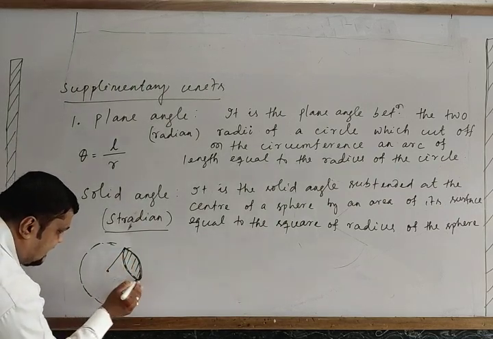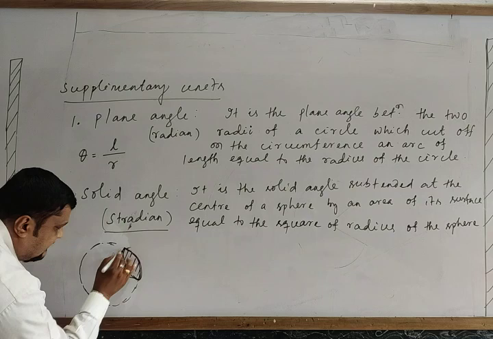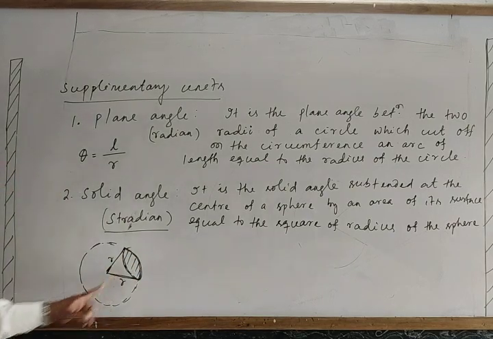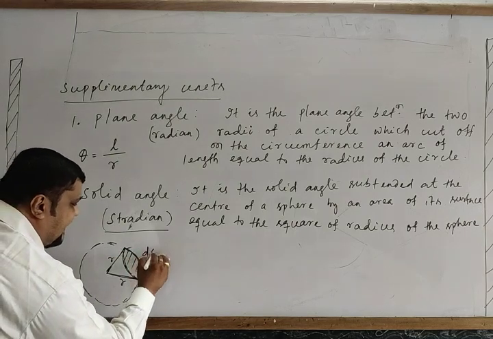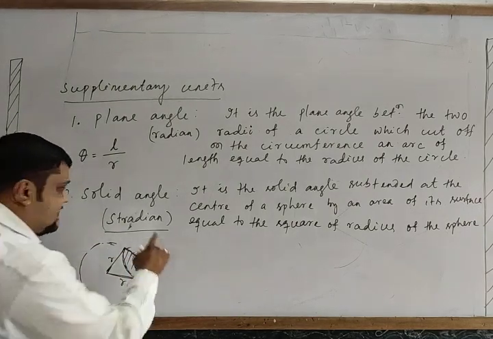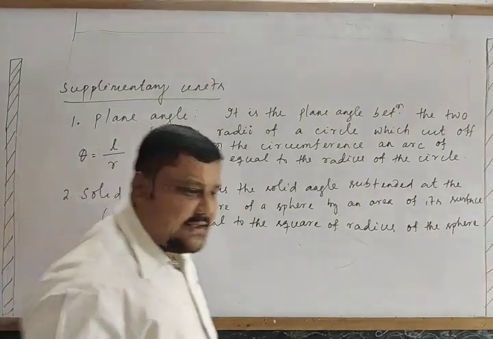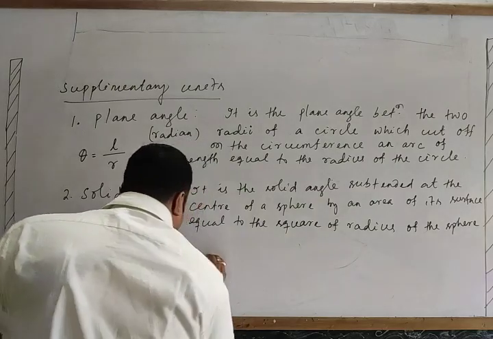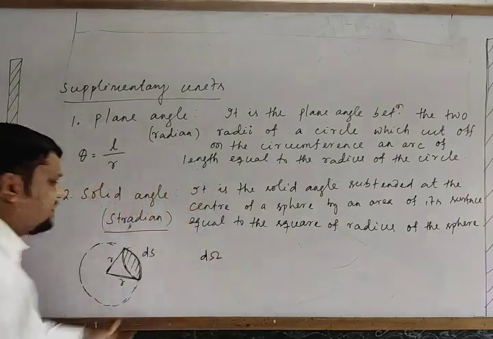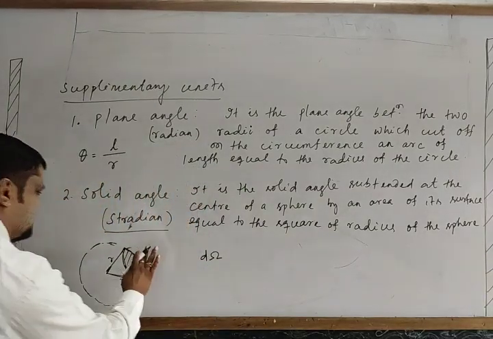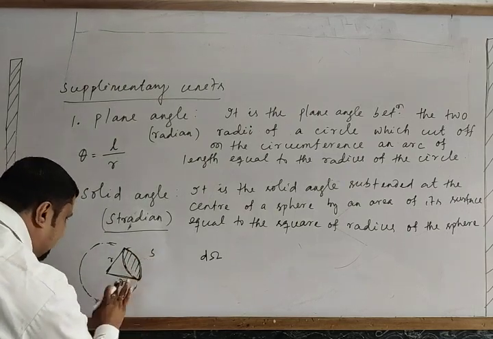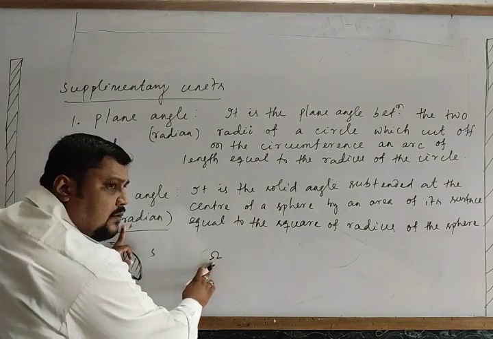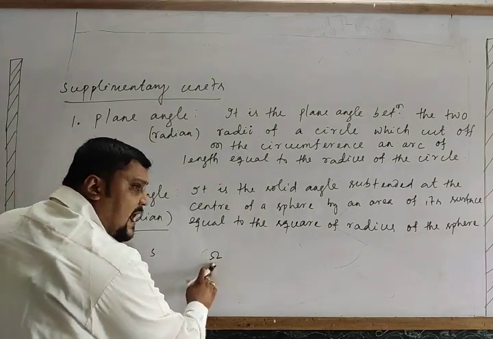This is the radius and this is the radius. If this area is dS and r is the radius, then we can say the small solid angle is d omega, or omega. Suppose this area is S and the radius is r, then the solid angle is 1 steradian, and it is represented as omega.